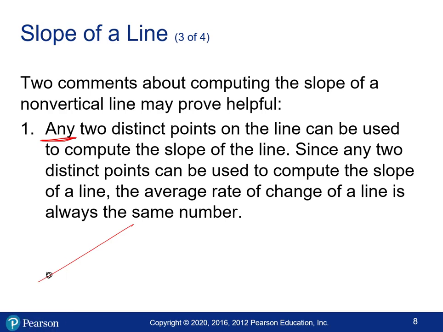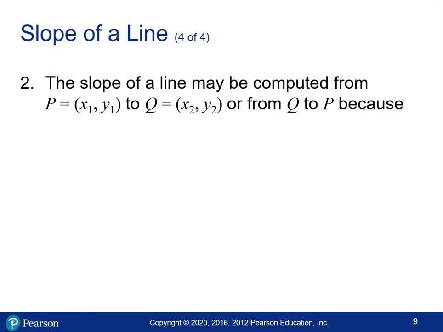So if your line is this, let's just change the color real quick, you can pick this point and it'll give you the slope. Or you can pick this point and this point. It's going to give you the same slope. Sometimes you'll have to simplify fractions, but it will end up being the same number every time, no matter what point you pick. And the other thing to mention is that it doesn't matter which way you plug the 2 points into your formula, as long as you're consistent.